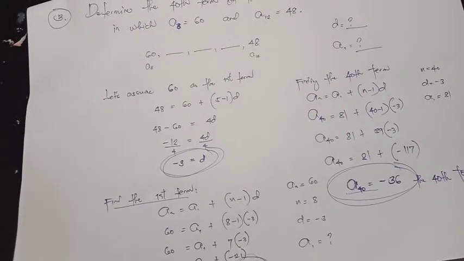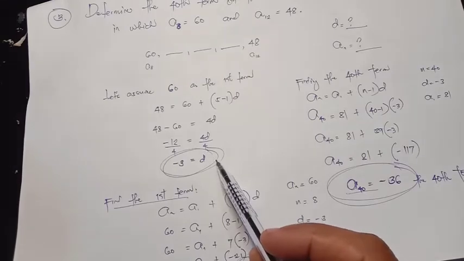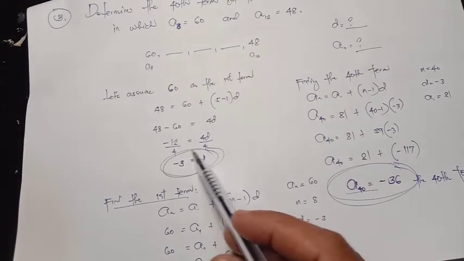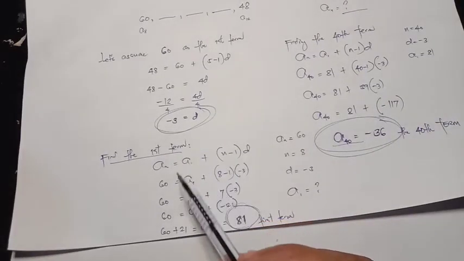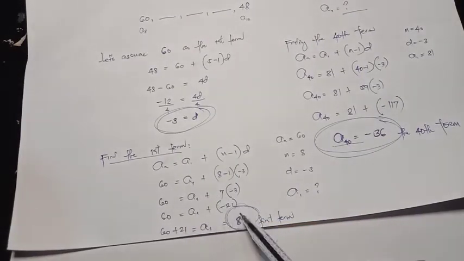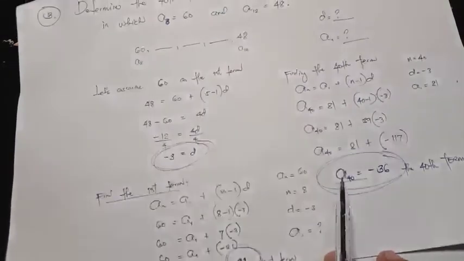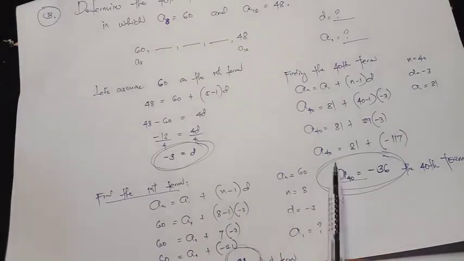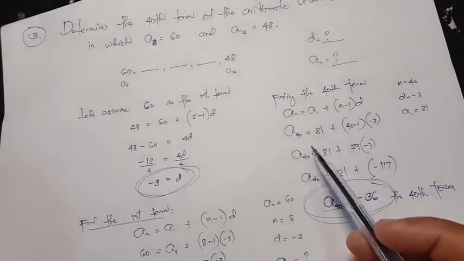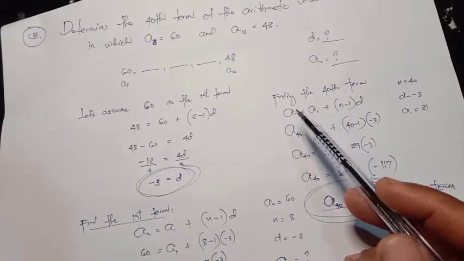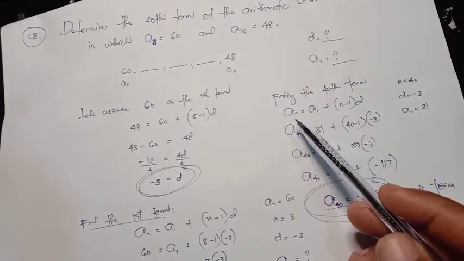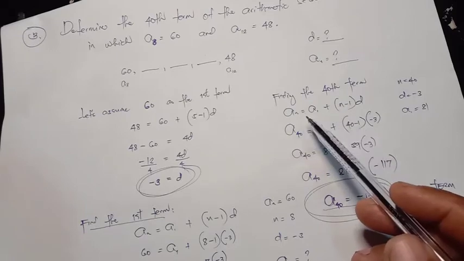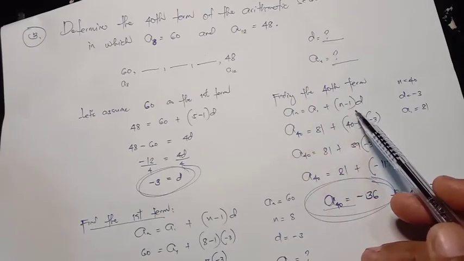Again, let's recap. First thing that we're going to do is to look for the common difference. Then after looking for the common difference, we get the first term, and the first term is 81. So using the first term and the common difference, pwede na nating hanapin yung 40th term using the arithmetic sequence formula. A sub n equals A sub 1 plus n minus 1 times d.